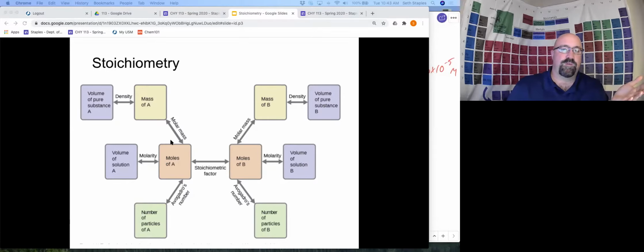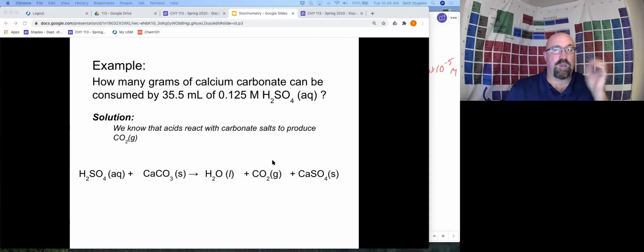So we've sort of been focusing a bit on this path. But we can see now that with solution stoichiometry, and if we know our molarities, there's no reason we can't take this path, and maybe this path over to a volume of solution B. So let's take a look at something like that.